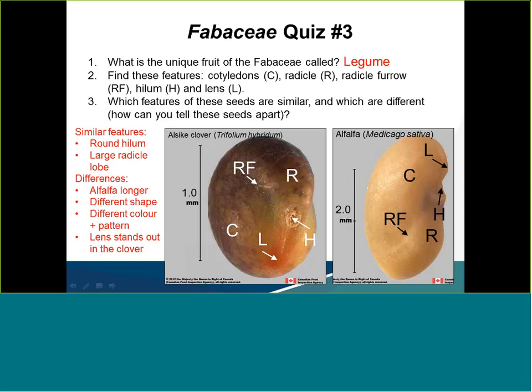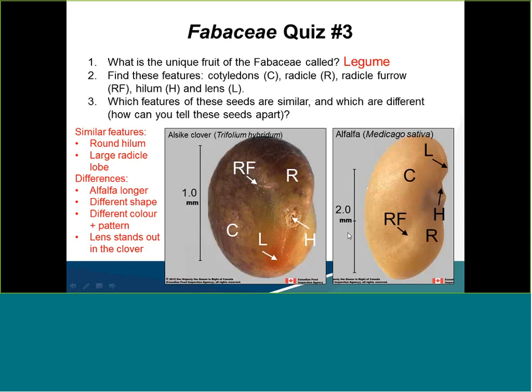Now, similar features as I mentioned. We've got a round hilum. We have a large radicle lobe on both of those. But alfalfa has a longer seed, as you can see, over 2 millimeters versus a little over 1 millimeter on the white clover. It's a different shape. White clover is round, while alfalfa is a bit more bean-shaped. And the color of the seed is different.